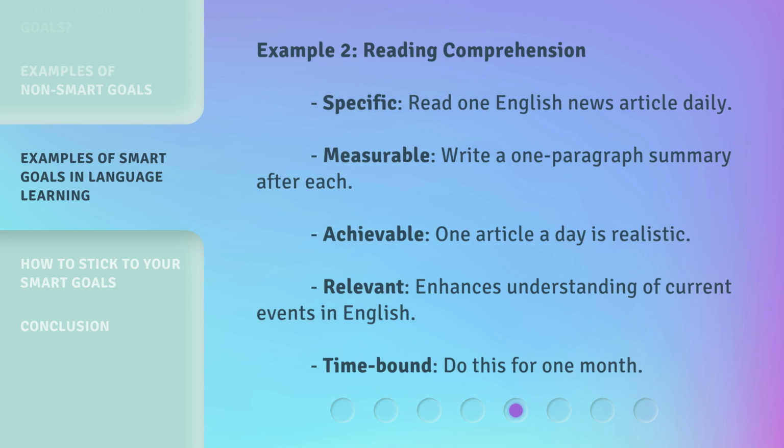Example 2. Reading comprehension. Specific. Read one English news article daily. Measurable. Write a one-paragraph summary after each. Achievable. One article a day is realistic. Relevant. Enhances understanding of current events in English. Time-bound. Do this for 1 month.